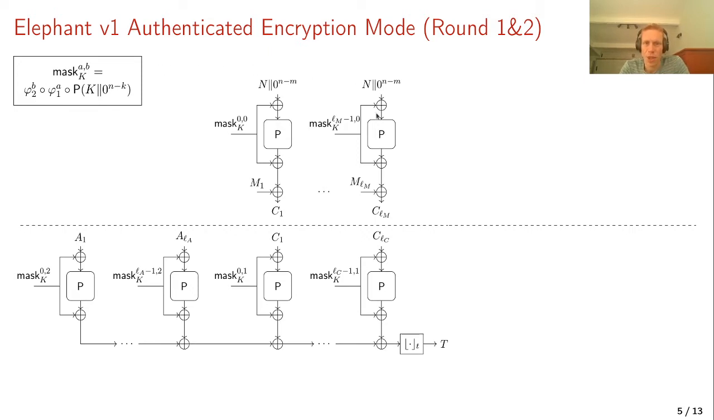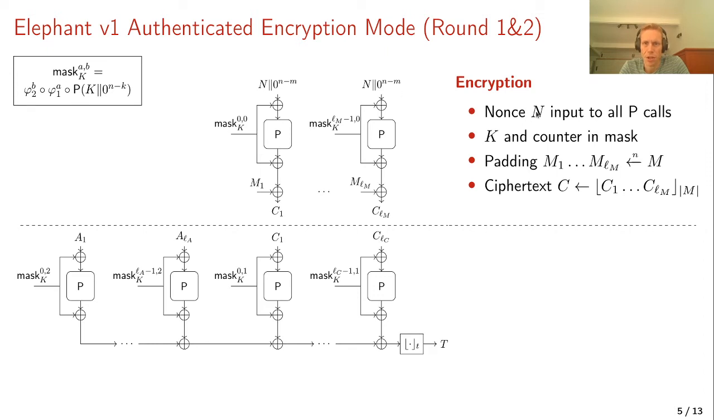So we first start with an encryption part where you have the nonce, and this nonce N is served as input to all permutation calls, where the input and the output is masked using mask k 0,0 up to mask k 0,LM-1, where LM is the number of message blocks. So you use B as 0 in the mask, and A runs as a counter for the number of message blocks. The message is then padded into blocks and added to the ciphertext. So this is basically a counter mode with a masked permutation.